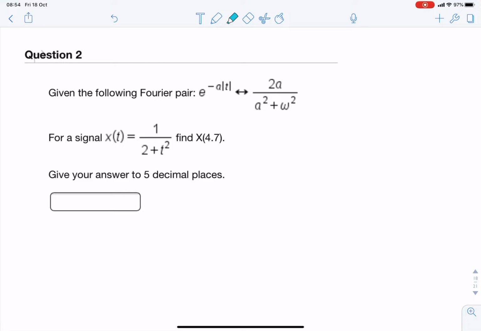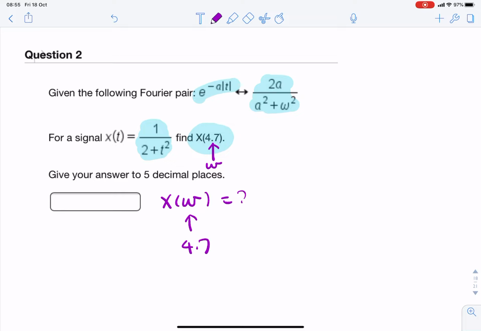In this question, we're given a Fourier pair. We're told that the double-sided exponential is that in the frequency domain. And we're given a signal in the time domain that doesn't look like the double-sided exponential, and we're asked for uppercase X of 4.7. So that means that we're being asked for X of omega. So the question is, what's X of omega if the frequency is 4.7?